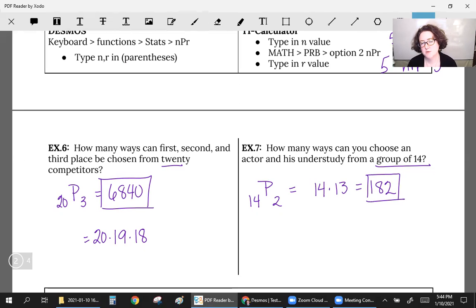NPR: the first number is always how many you have to choose from, and the second number is always what kind of groups you are trying to make.